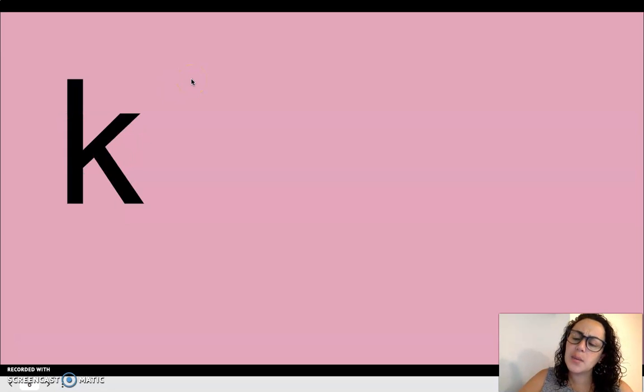Is this a W? No, this is a K. It has a diagonal line, but it looks very different. Do you notice? It has this straight line up and down, then a diagonal, and then another diagonal. That's a different letter. This is the letter K.